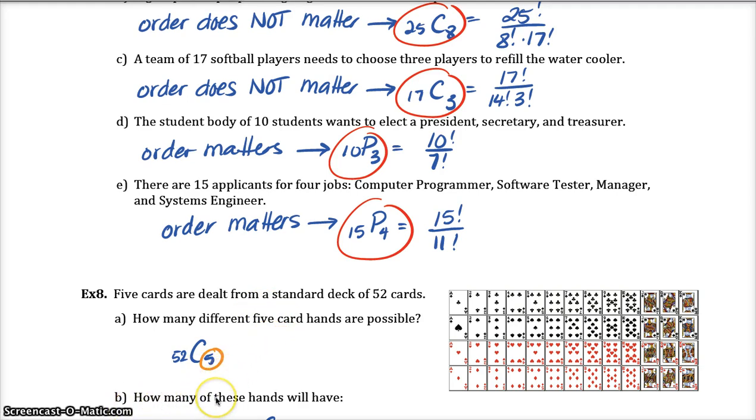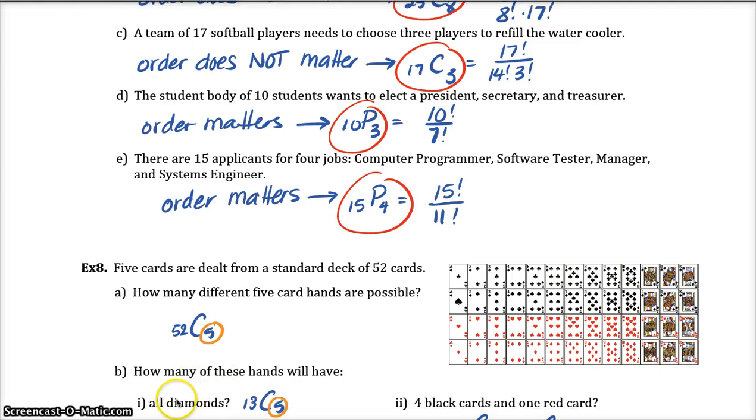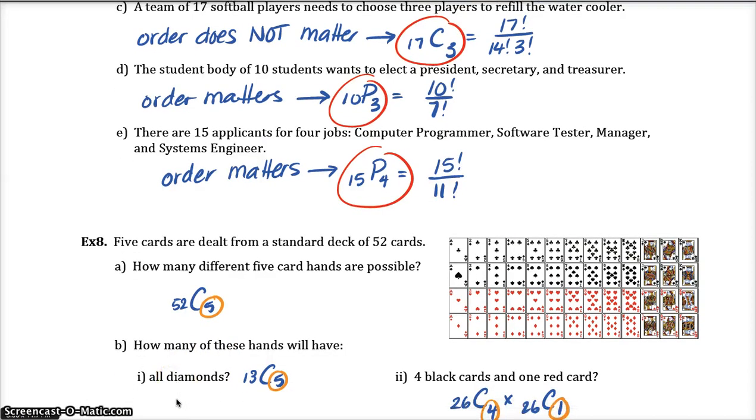Part B says, how many of these hands will have, okay, part 1, all diamonds. Well, there's only 13 diamonds in a deck of cards. So we have 13 diamonds we're choosing from. The order in which we select them or get them in our hand doesn't matter, so it's 13C5.